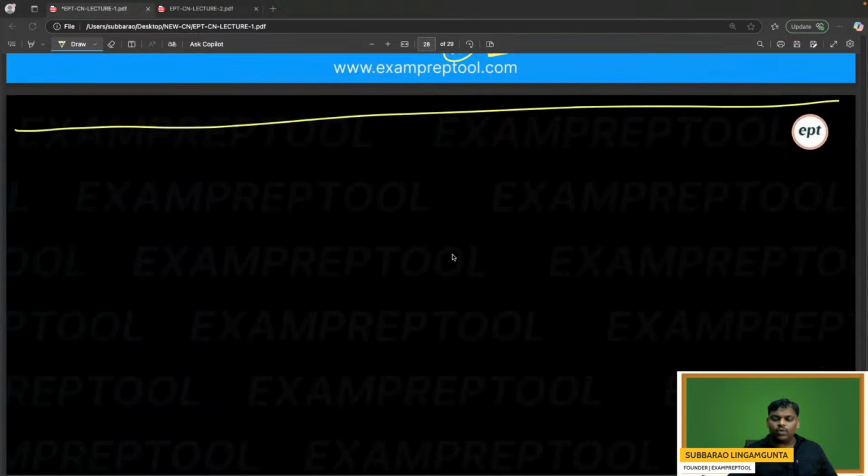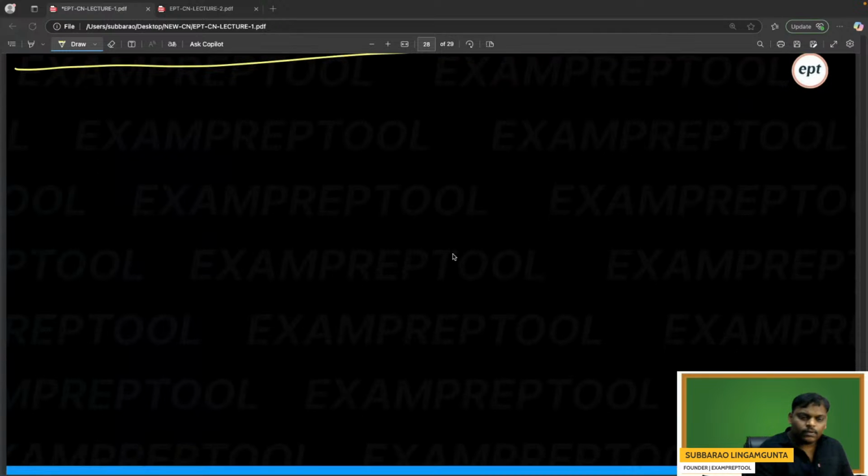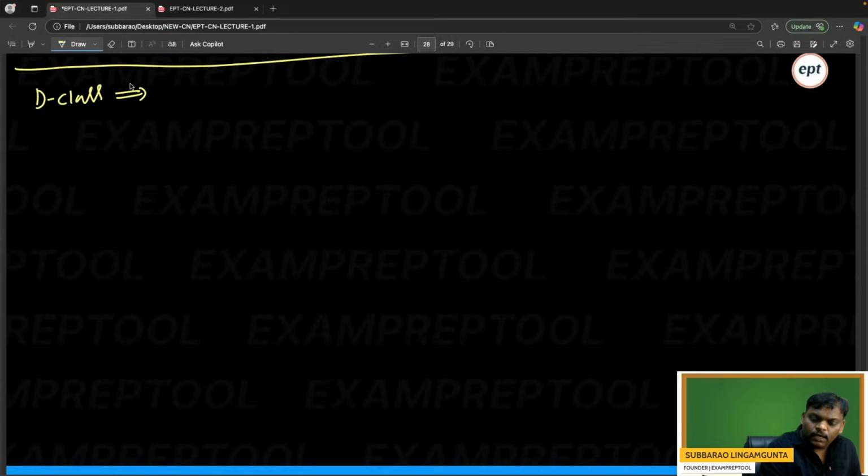Let's go to class D. You can say class D or D class, both are the same. Let's see this one. What is the meaning of D class? 1110 followed by 4 bits. Dot x dot y dot z.